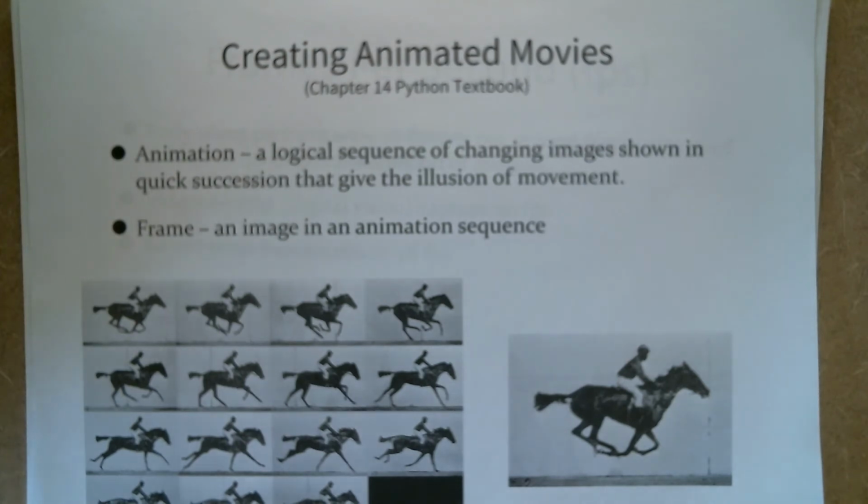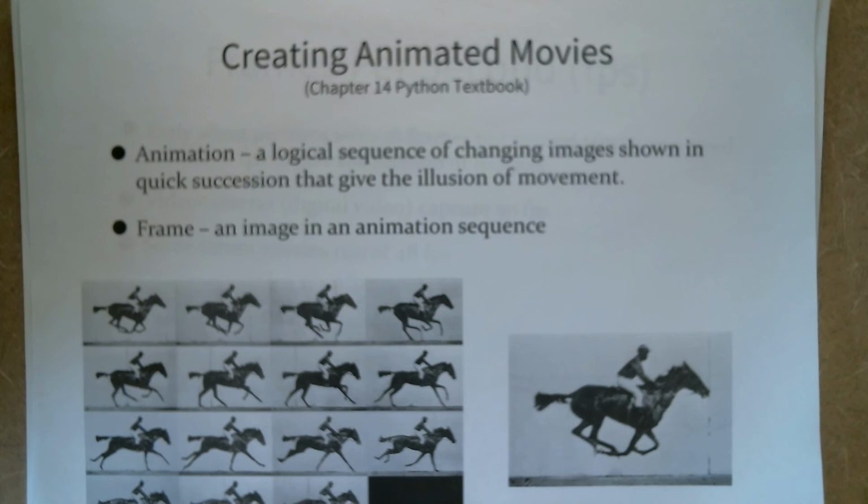All right, so this is going to be our final sort of programming topic in the course. We're going to be learning how to make animations using Python. So what do I mean when I say the word animation? Basically, a logical sequence of changing images shown in quick succession that give the illusion of movement.